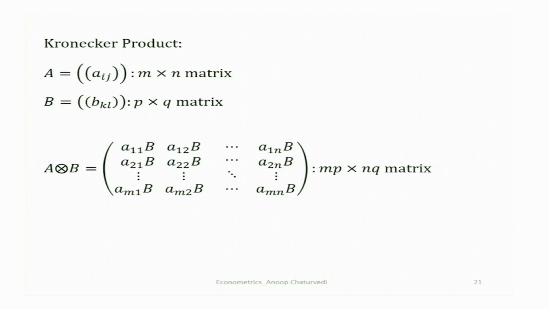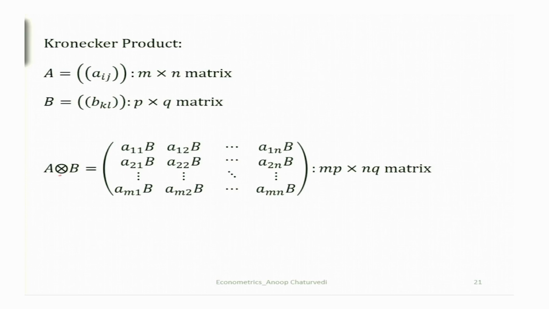Well, in the lecture on matrix algebra, we have discussed all these results for canonical product, but I am repeating all these results here also, because we are going to use these results in the next few lectures. So, suppose A is m cross n matrix with ijth element a i j. So, A is equal to this matrix a i j, and B is p cross q matrix with klth element b k l.